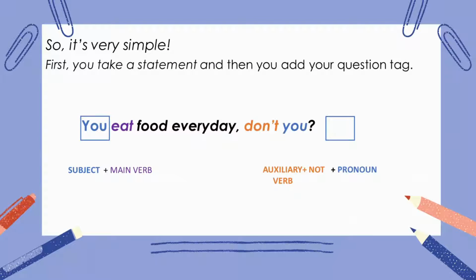So it's very simple. First, you take a statement, a normal sentence. Then you add your question tag. You eat food every day, don't you? So you have the subject, the verb, and then the not verb plus pronoun.